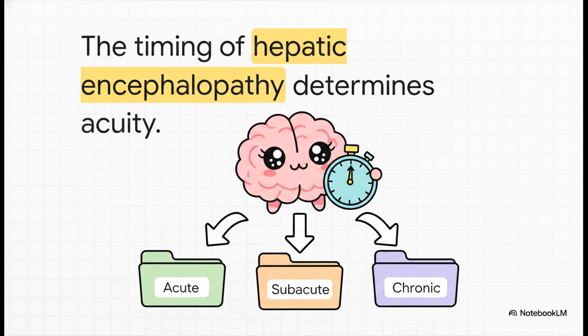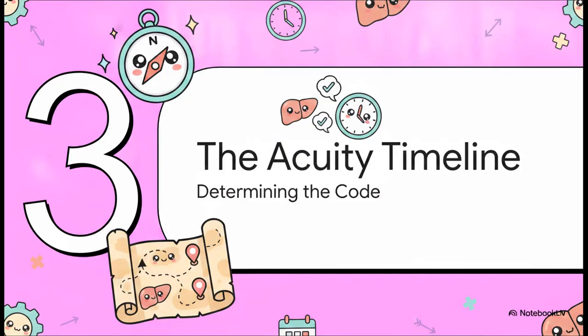Specifically, we're talking about the timing of hepatic encephalopathy relative to when the illness first started. This one single detail determines whether a case gets labeled as acute, subacute, chronic, or acute-on-chronic. This isn't just some minor footnote. It has a direct, measurable, and profound impact on exactly which ICD-10-CM code you're going to assign. Which brings us to Section 3, the acuity timeline.